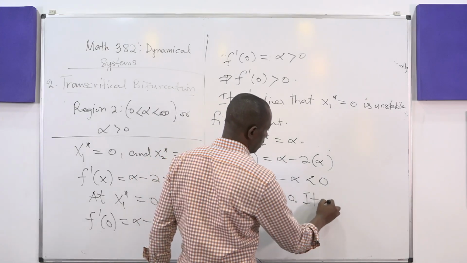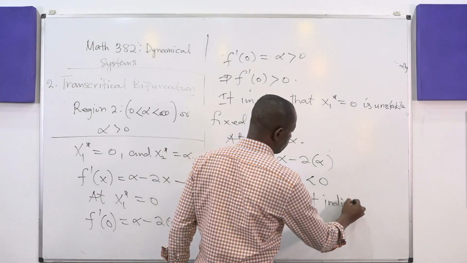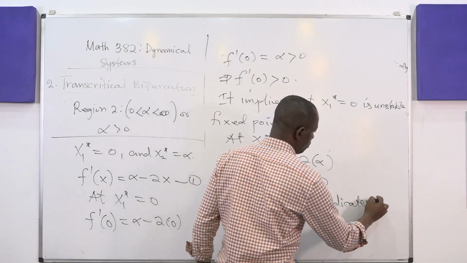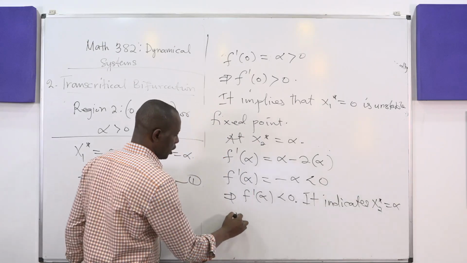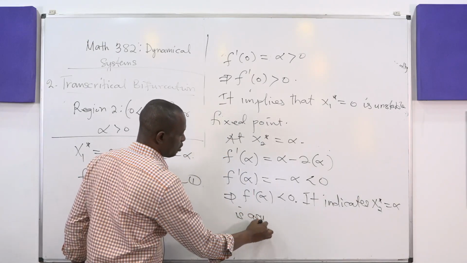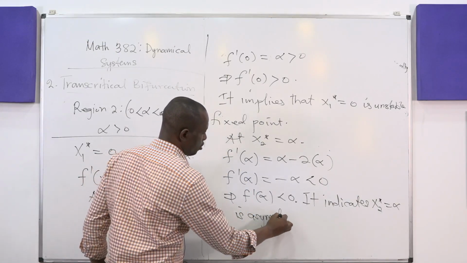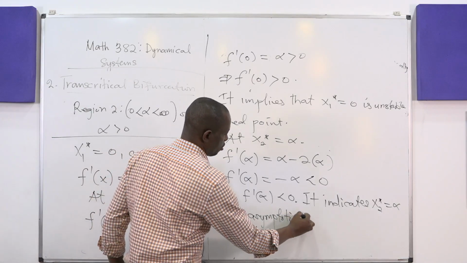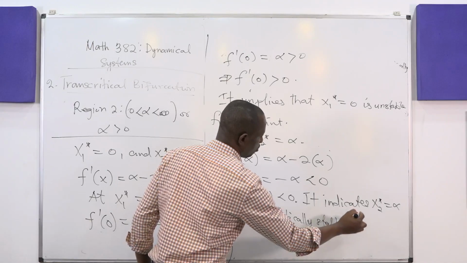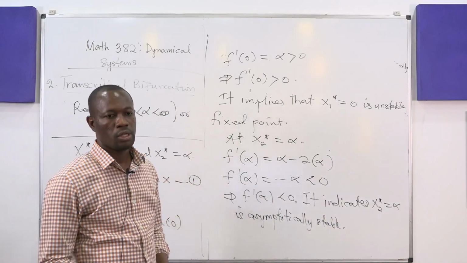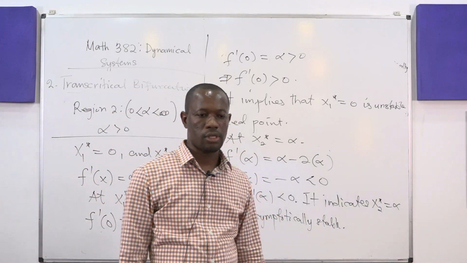This indicates that x2 star equals alpha is asymptotically stable in this region. So now we can check the 0. Is that okay?